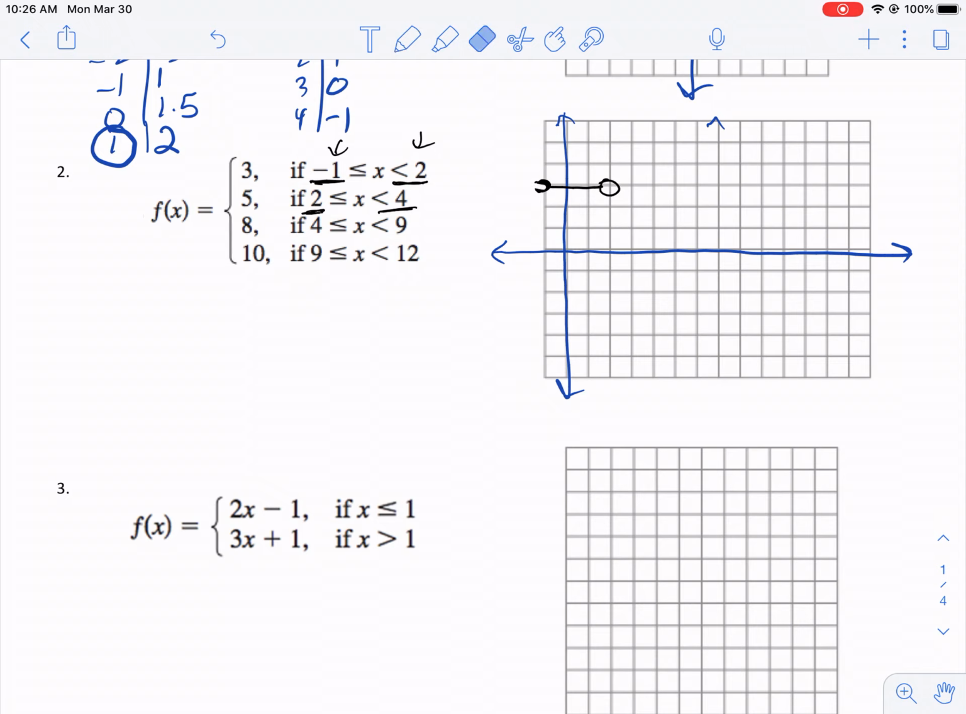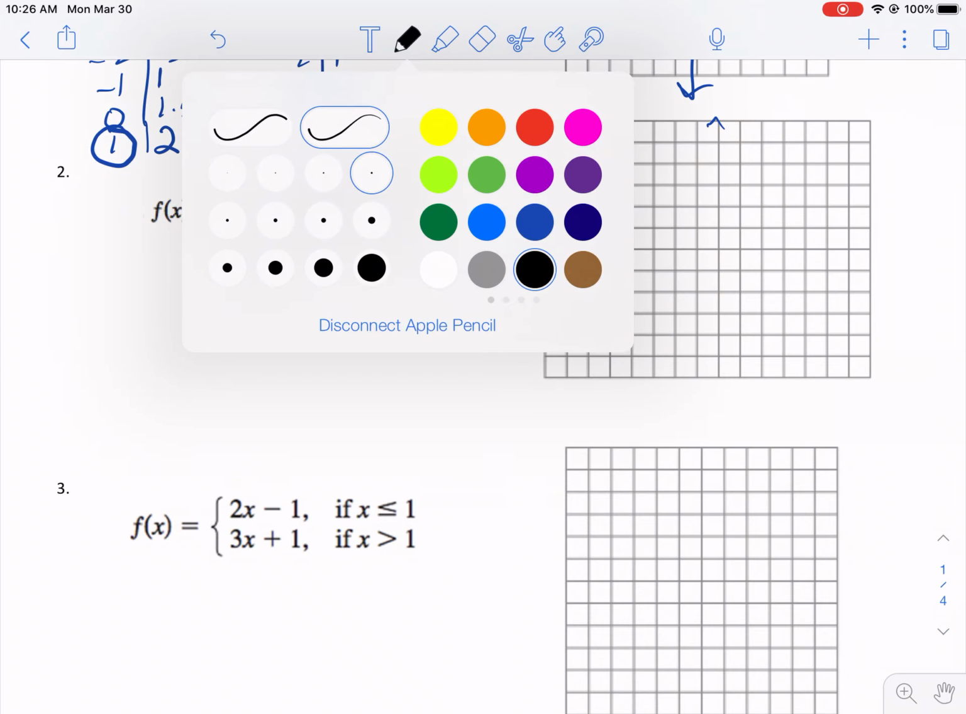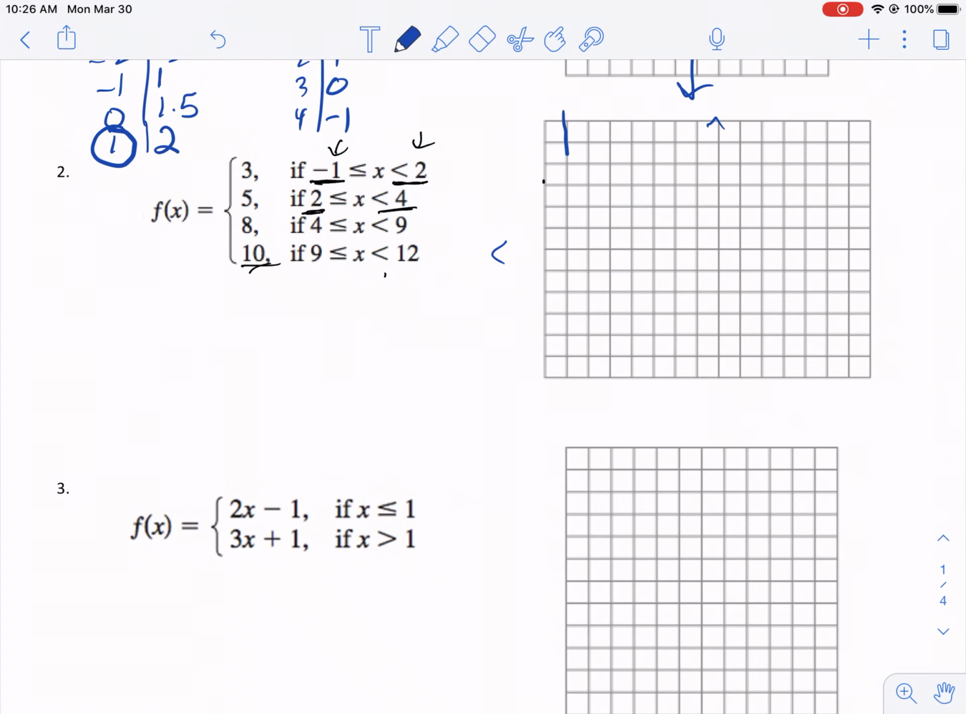Oh, shoot, you know what? I'm going to start this graph all over again because now that I see my y value goes up to 10, I need to redraw my axes. If you had this on a Regents, they would give you a much larger piece of graph paper. So I'm going to go all the way down here. Sorry, guys.